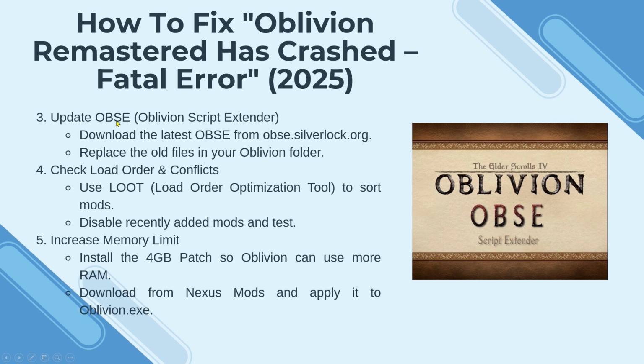Next is you want to update your OBSE. So to do that, you just want to download the latest OBSE and then replace the old files in your Oblivion folder. Next is to check load order and conflicts. You want to use LOOT or a load order optimization tool to sort mods, and then disable recently added mods and test.